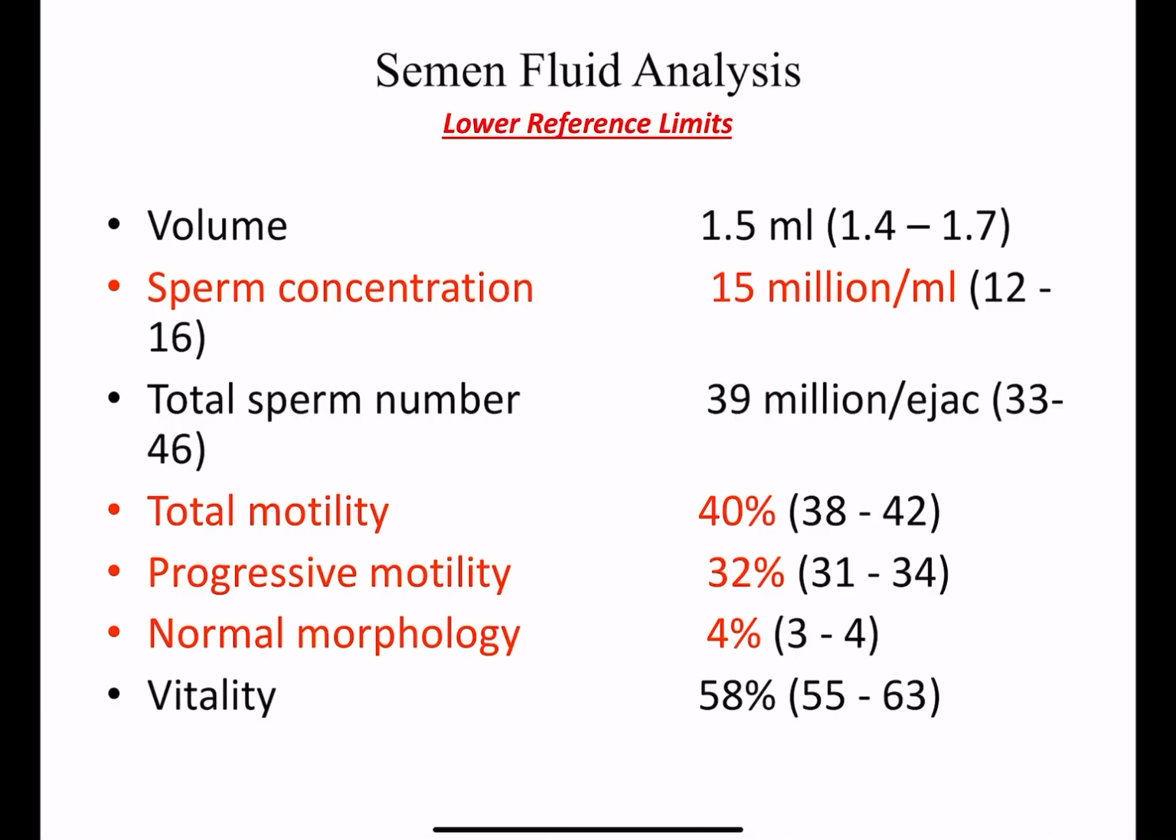The normal parameters: volume 1.5 ml, sperm concentration 15 million per ml, total motility 40%, progressive motility 32%, normal morphology at least 4%. According to semen analysis, any abnormality we can find, and we describe it.